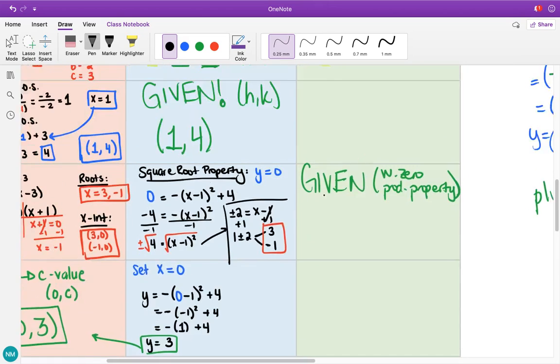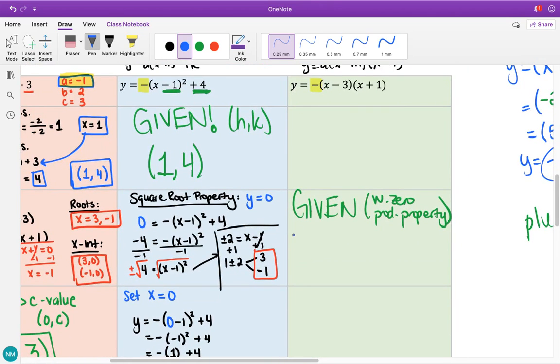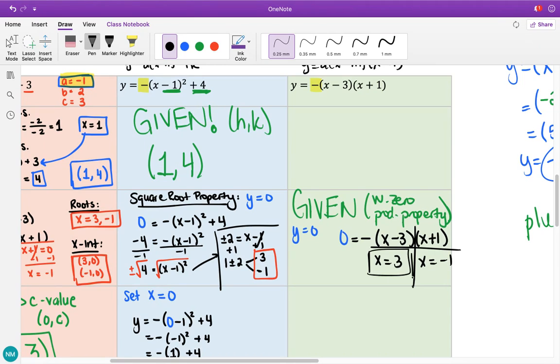So we still have to set y equal to 0. So we have 0 equals negative x minus 3, but the negative is really not important here, and then x plus 1. x equals 3 and x equals negative 1, right? This is the same step as over here, but it's fine, right? So we have 3 and negative 1.